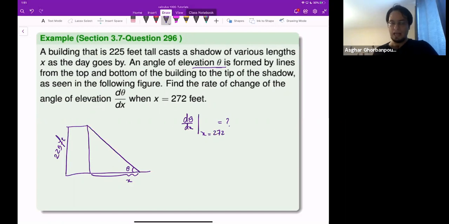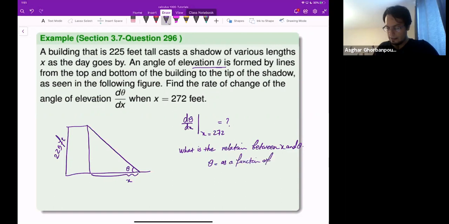So here we have to find a relation between x and theta. So what is the relation between x and theta? Or in other words, I want to write theta as a function of x.